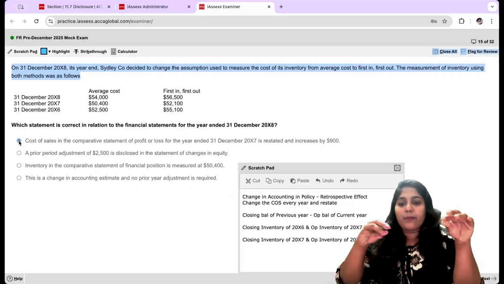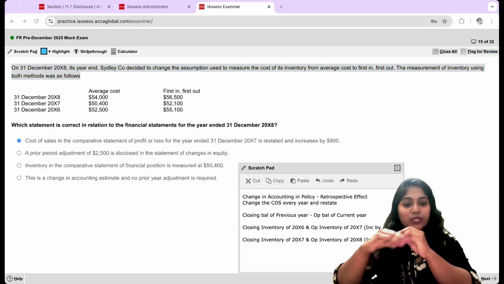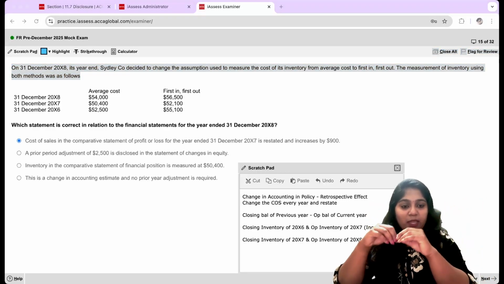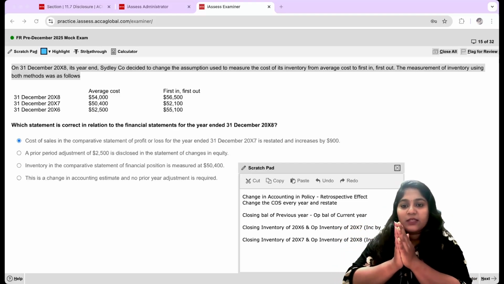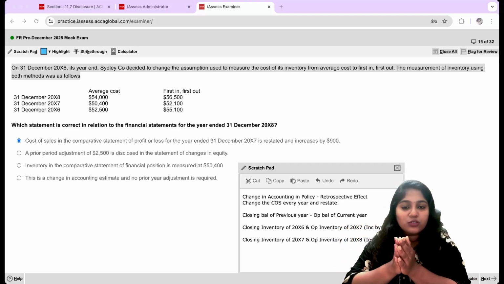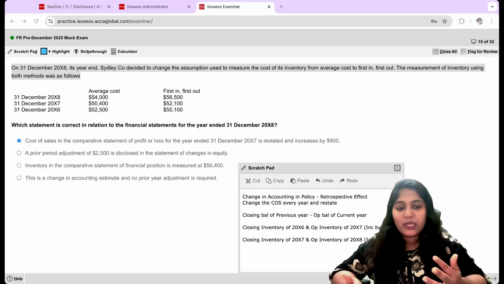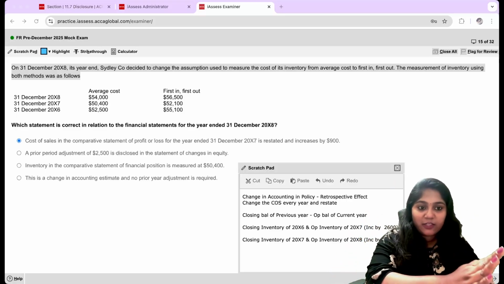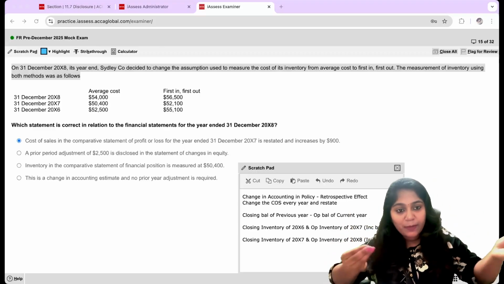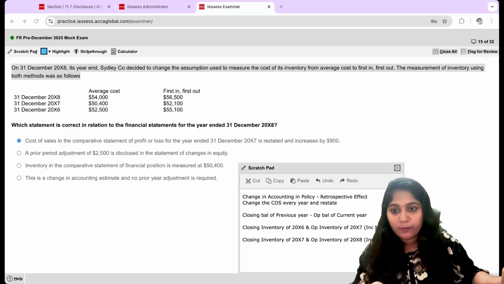Cost of sales in the comparative statement of P&L for the year ended 31st December X7 is restated and increases by $900. Ma'am, why are the remaining three not the option? Prior period adjustments of 2,500 is disclosed in the statement of changes in equity. Guys, cost of sales increases by 900, the profit will reduce by 900, and equity has to change by 900 in the year ending 31st December X7. In X8 though, we would have actually made the changes. I don't think it's a problem.